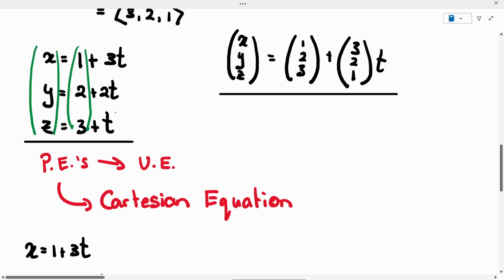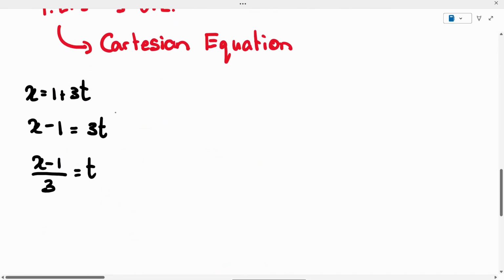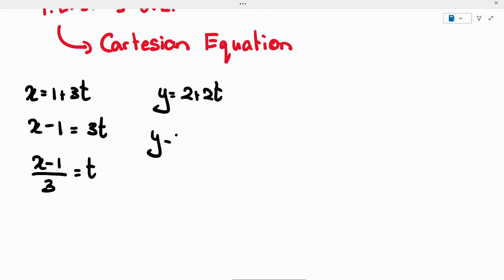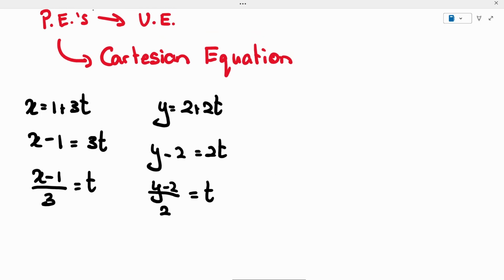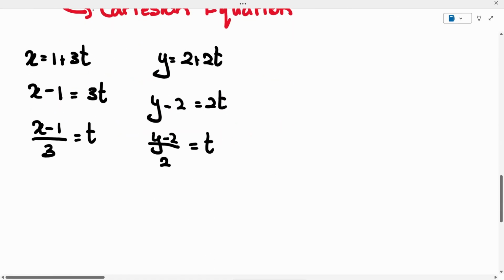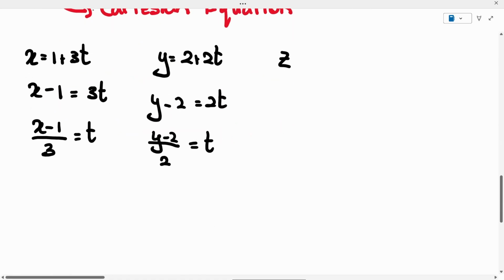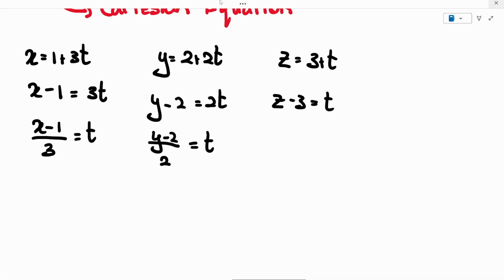Right, and we're going to do that for all the equations. So y is 2 plus 2t. So y minus 2 is 2t. Y minus 2 over 2 is t. And then the last one is the z equation. Z is equal to 3 plus t. Z minus 3 is equal to t.